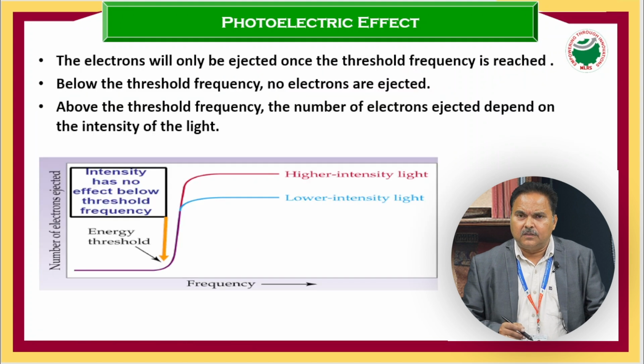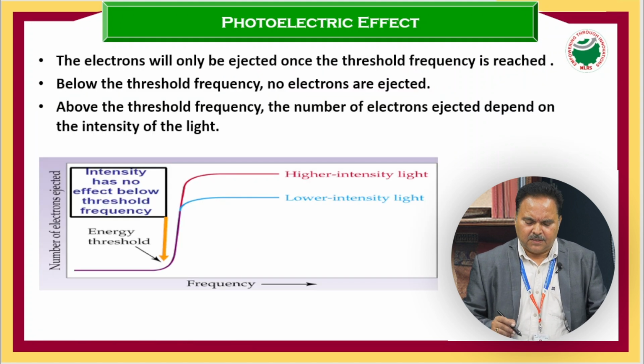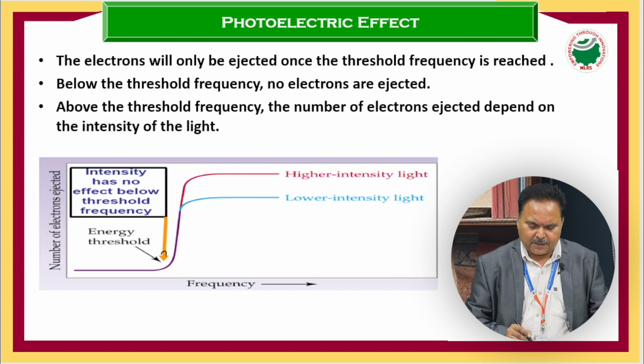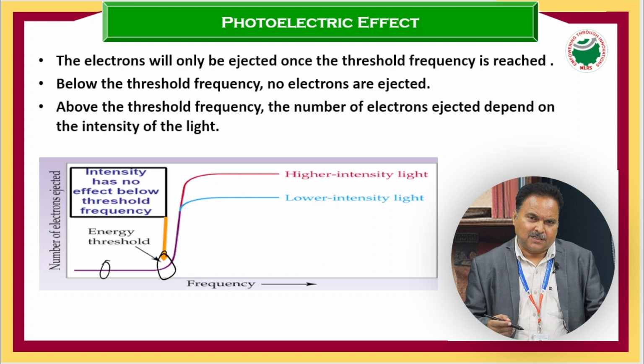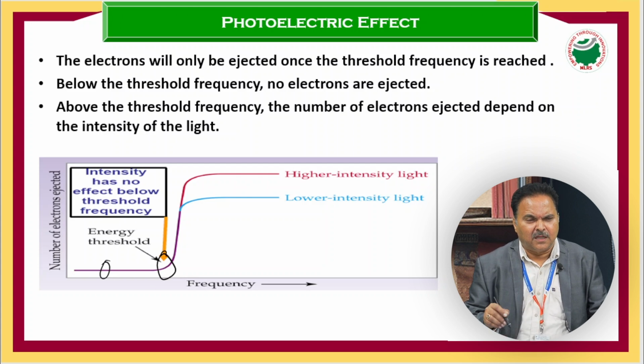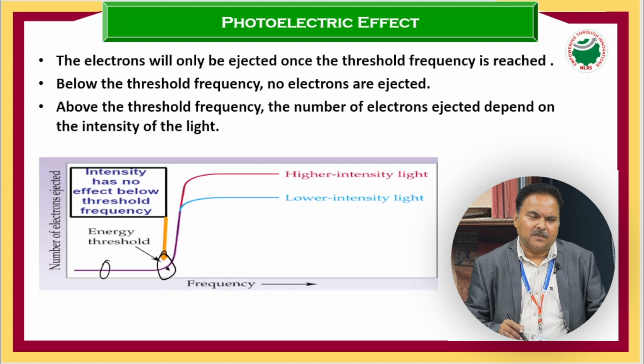So when you give some energy, that is the frequency, different wavelengths will be there. Up to this point the current will be zero. If you are incident with this type of wavelength, you won't get any electrons ejected, so there will be no current flow in that circuit. At a particular point, we call it the threshold frequency. This threshold frequency depends on the material. If one material has some threshold frequency, the other material may not have the same.